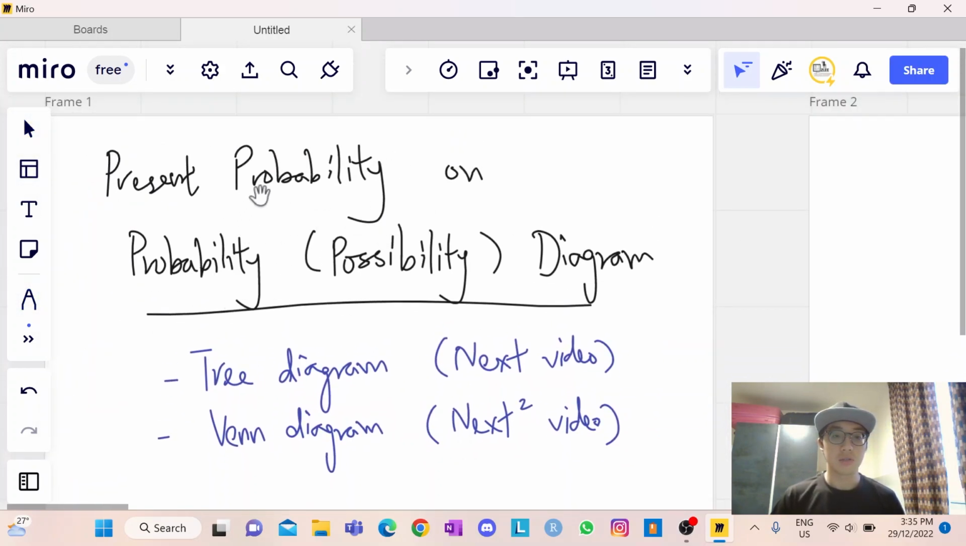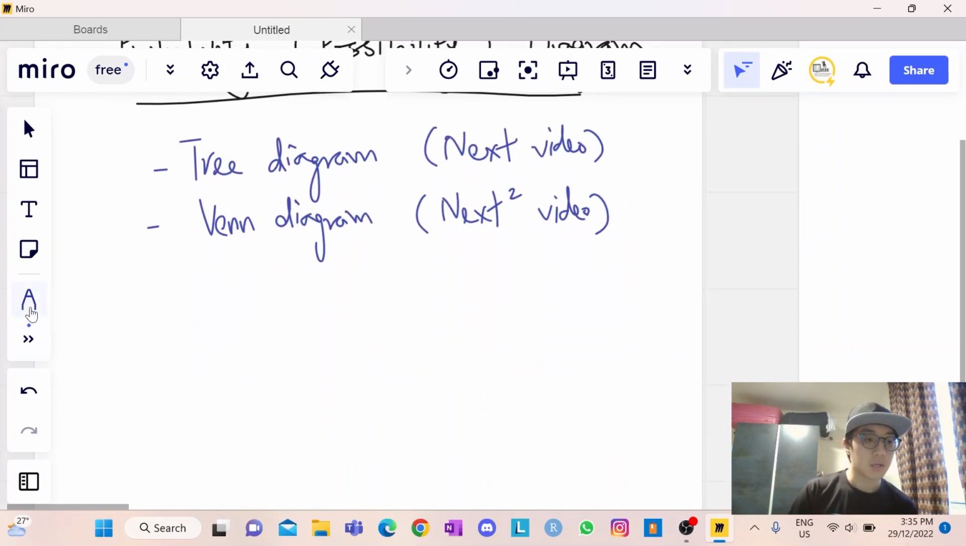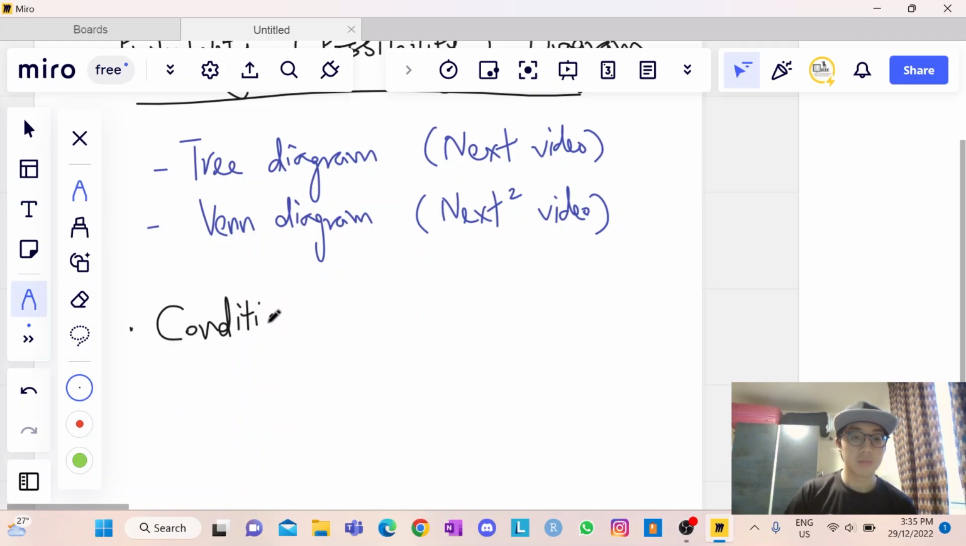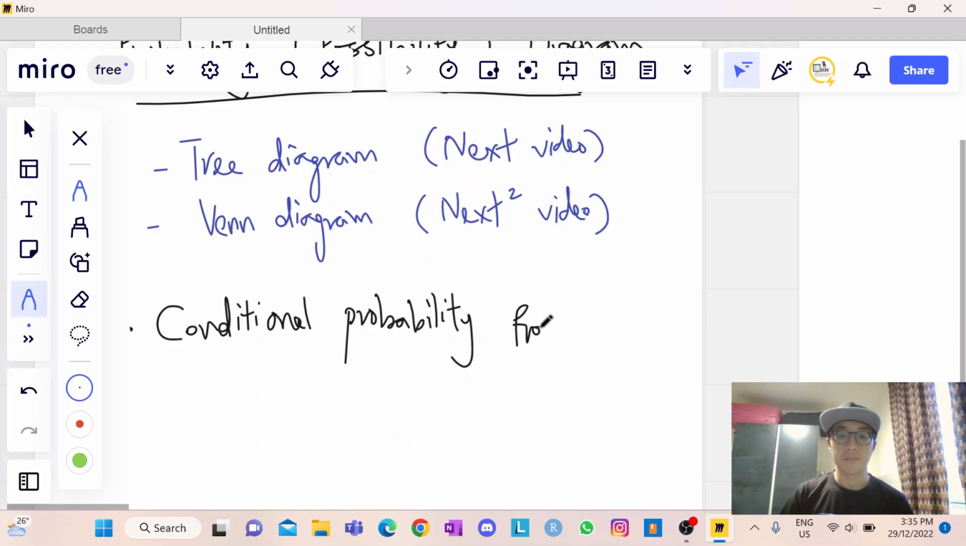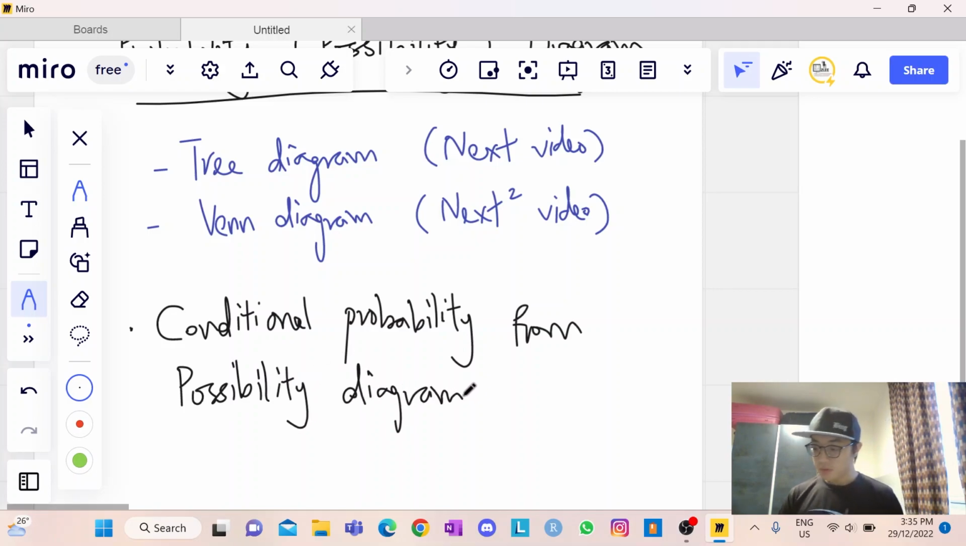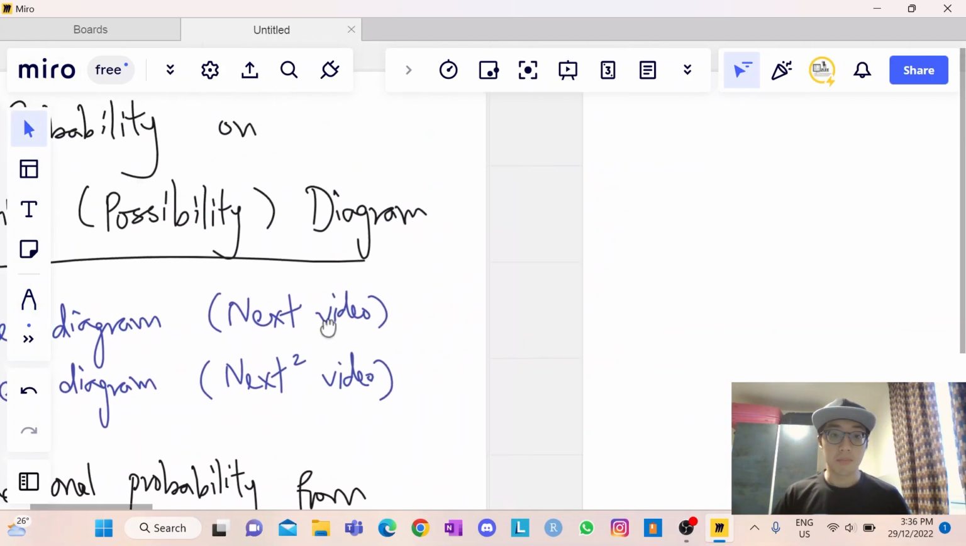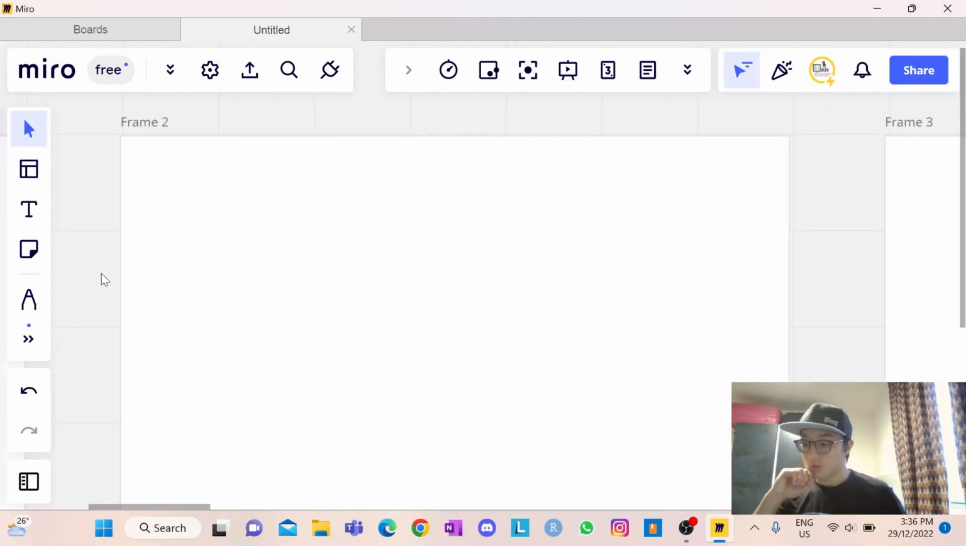So this is the agenda for this video. We're going to look at how to present probability on a possibility diagram, and after that we are going to look at conditional probability. What is a conditional probability, and how do we get our answer from this possibility diagram? It might sound a bit confusing now, but let's go into the example so that everything can be clearer.